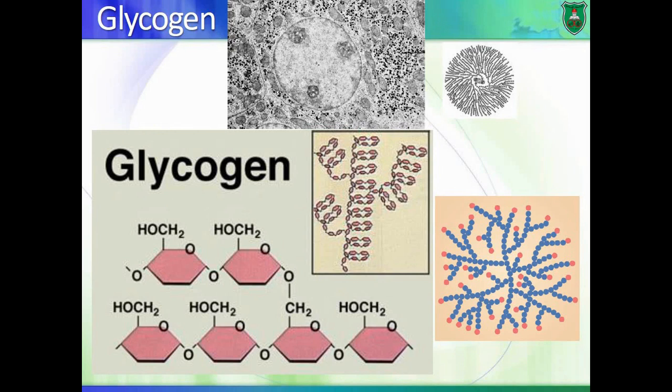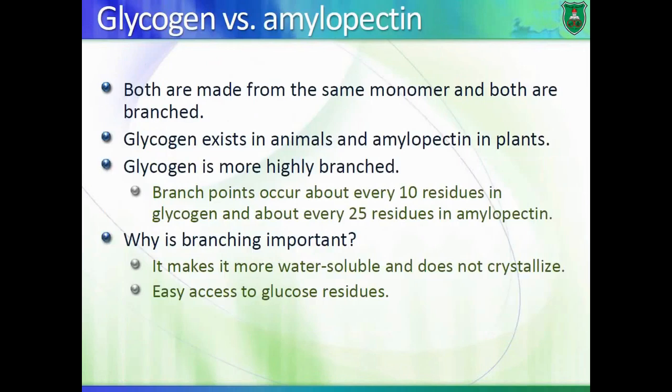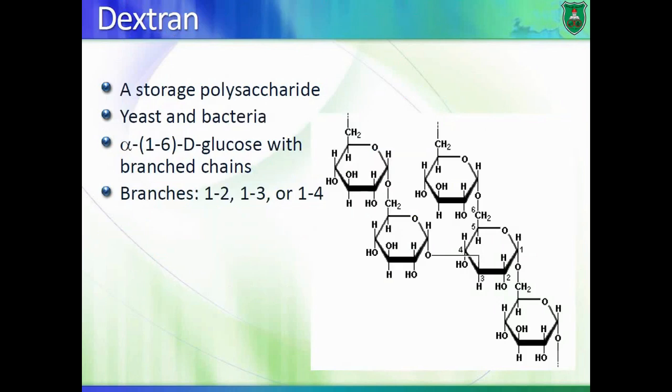If we just have few branches, there would be few ends and less efficient production or release of glucose for energy production. The branching also increases the solubility of these molecules.